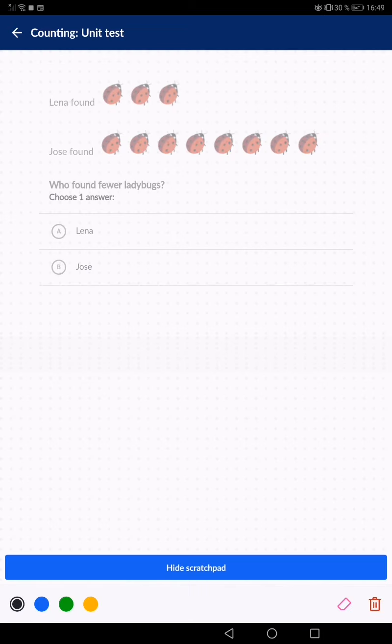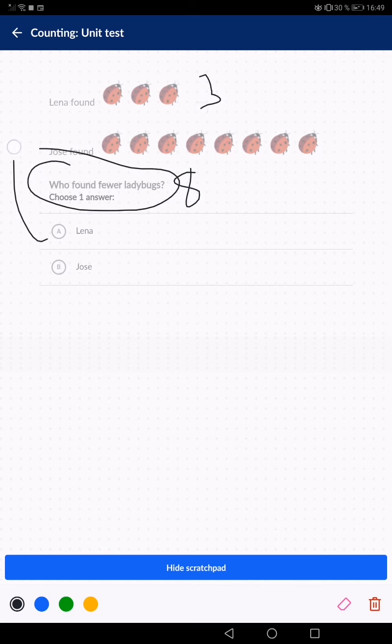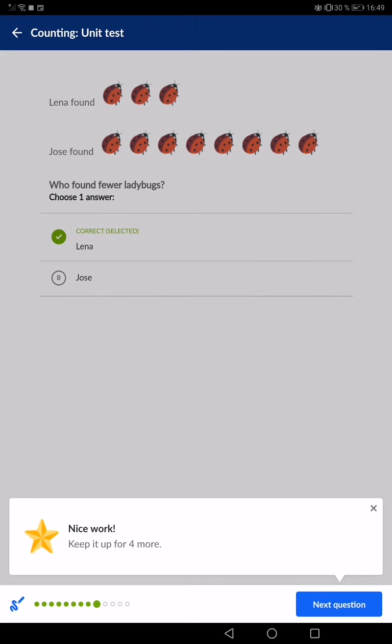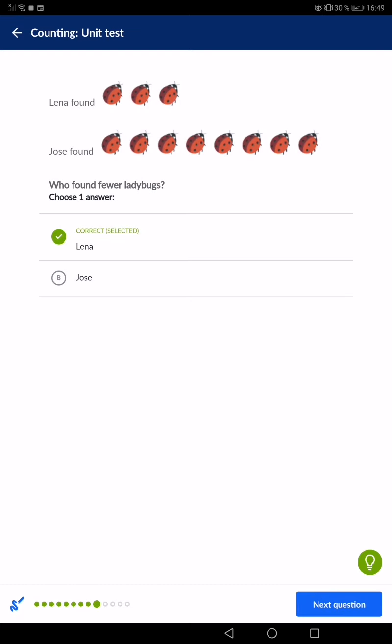Lena found 3. Jose found 1, 2, 3, 4, 5 more, so 8 and 3. Who found fewer ladybugs? Of course, Leonard. Leonard found 3. I don't know, I should probably tell the difference. Again, because if somebody has 1, 2, 3, 4, 5 fewer, somebody else has 5 more. And that's the whole picture.